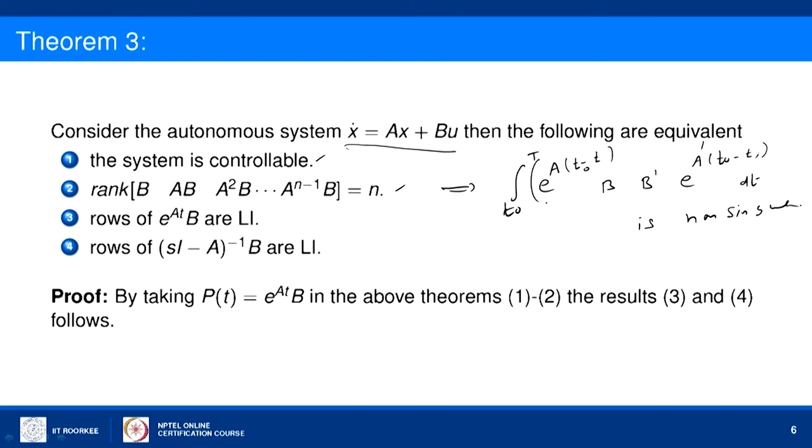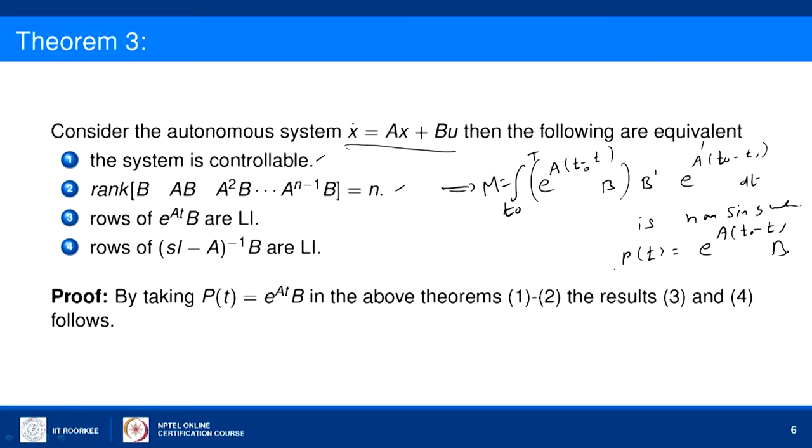Now, if you take e to the power A(t0 − t) B as the P(t) matrix, we can assume that P(t) is e to the power A(t0 − t) B. Then we can show that if this matrix M is non-singular, previously we have proved in the previous theorem that if the rows of P(t) are linearly independent, then the matrix M is non-singular and vice versa.